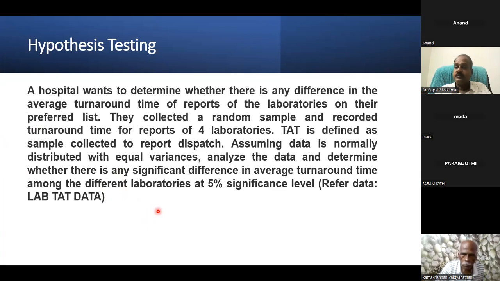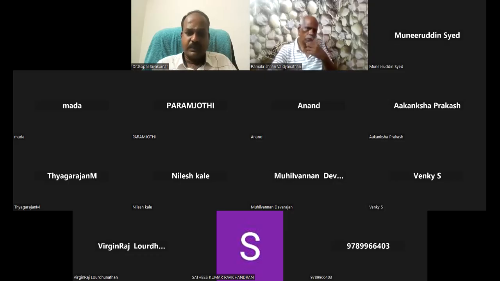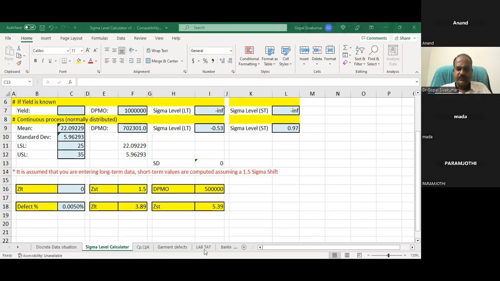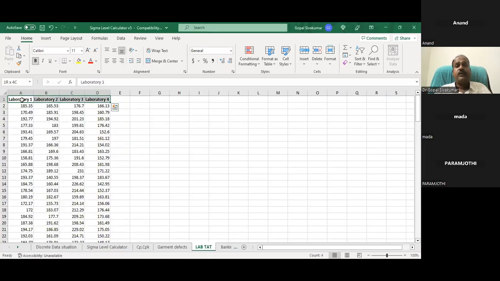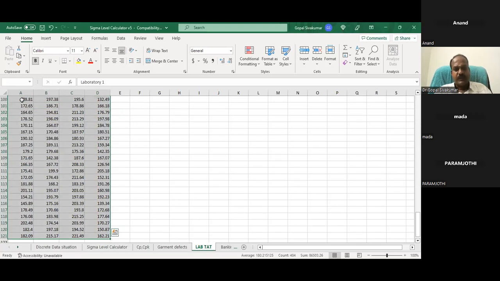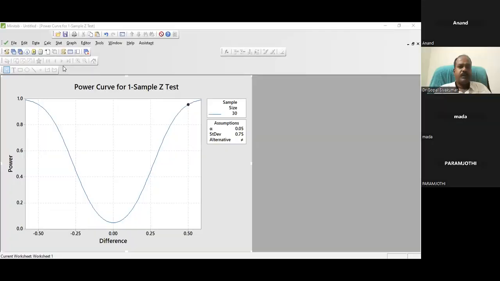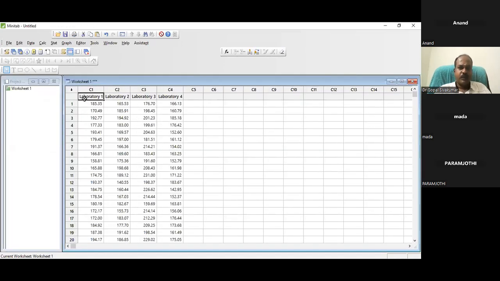You can show one case in Minitab. You want me to show, right? Yes. Okay, so first I have to take you to the Excel file and copy the data. Can you see LabTat? So I just select all this data, Control C. Then I go to Minitab now, go to the worksheet and paste here. Now I'm ready to do ANOVA.